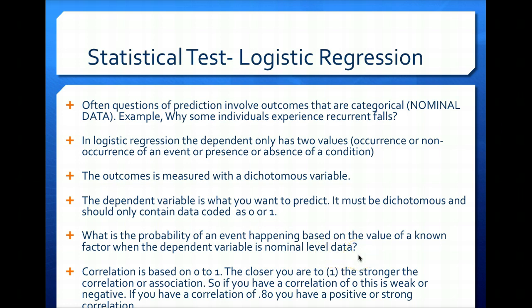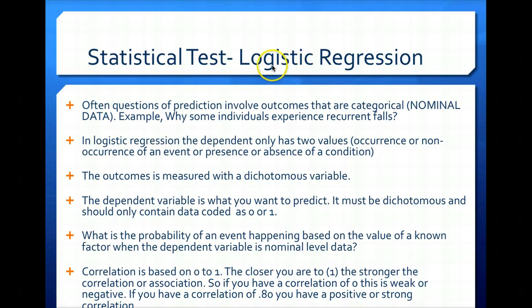Just so that you understand, correlation is based on a scale of 0 to 1. The closer you are to 1, the stronger the correlation or the association. So if you have a correlation of 0, this is weak or negative or none. If you have a correlation of 0.80, you have a positive, strong correlation because, as we said, it is closer to 1. Now, this is a little side note about correlation, but important, and it will be asked within the quiz.